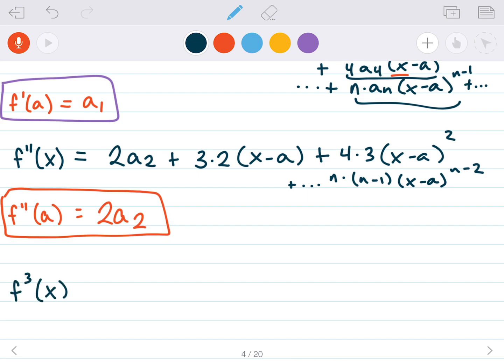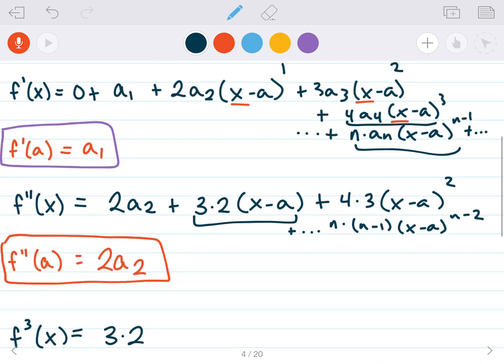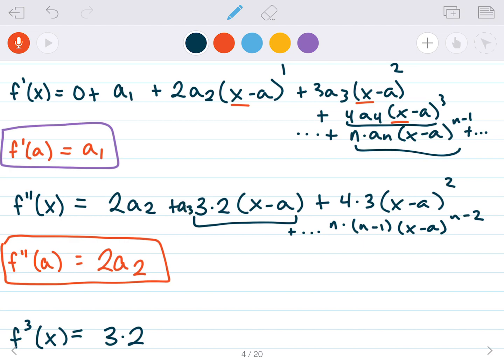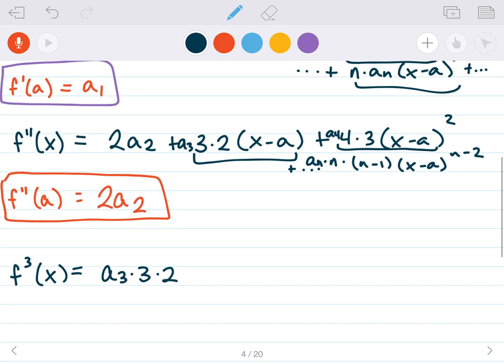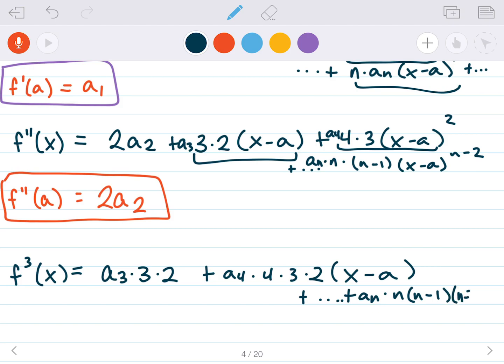So f triple prime of x. I'm just taking the derivative of this guy, term by term. So the derivative of this goes to 0. The derivative of this is just 3 times 2, right? And actually, I think I forgot my a's. That's not good. So this should have an a sub 3 right here. This should have an a sub 4 up here. I apologize about that. This should have an a sub n right here. Okay. So when I take the derivative of this thing, I just have a sub 3 times 2. And then when I take the derivative of this guy, I have a sub 4 times 3 times 2 times x minus a, plus dot dot dot, plus a sub n times n minus 1 times n minus 2 times x minus a to the n minus 3.